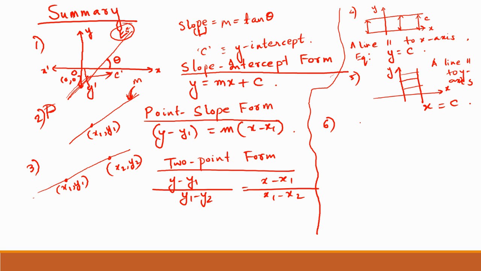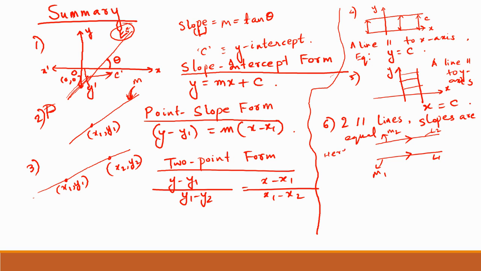Okay. So let's say two parallel lines. For two parallel lines, slopes are equal. That is, let's say this is one line L1 with slope m1. This is another line L2 parallel to L1, okay, with slope m2. Here m1 equals m2. You see, this comes from common sense only.